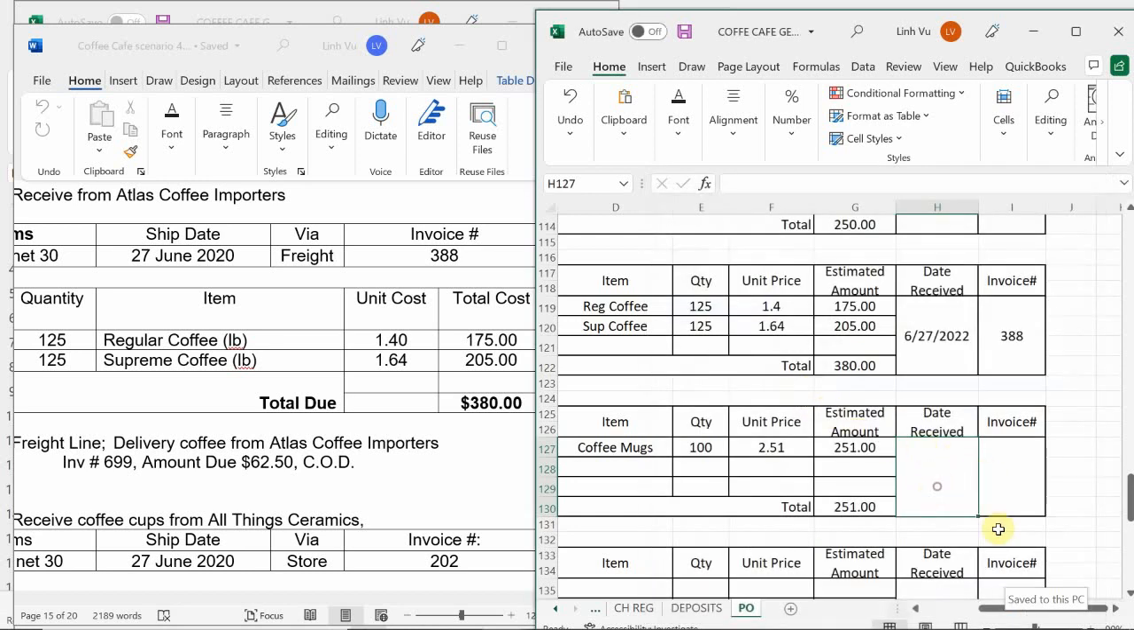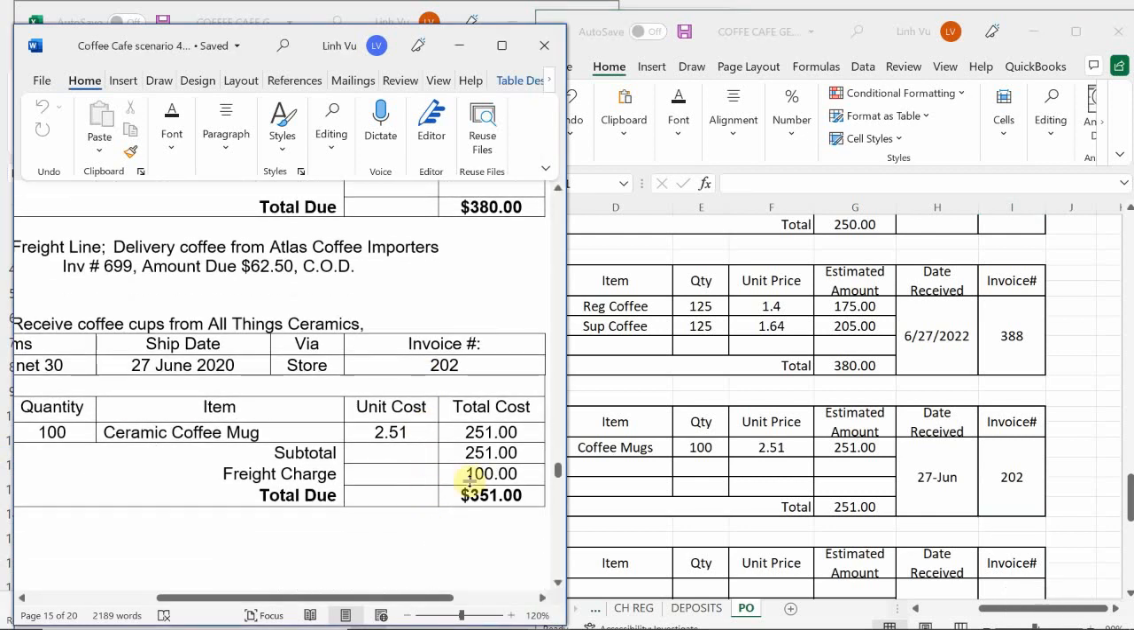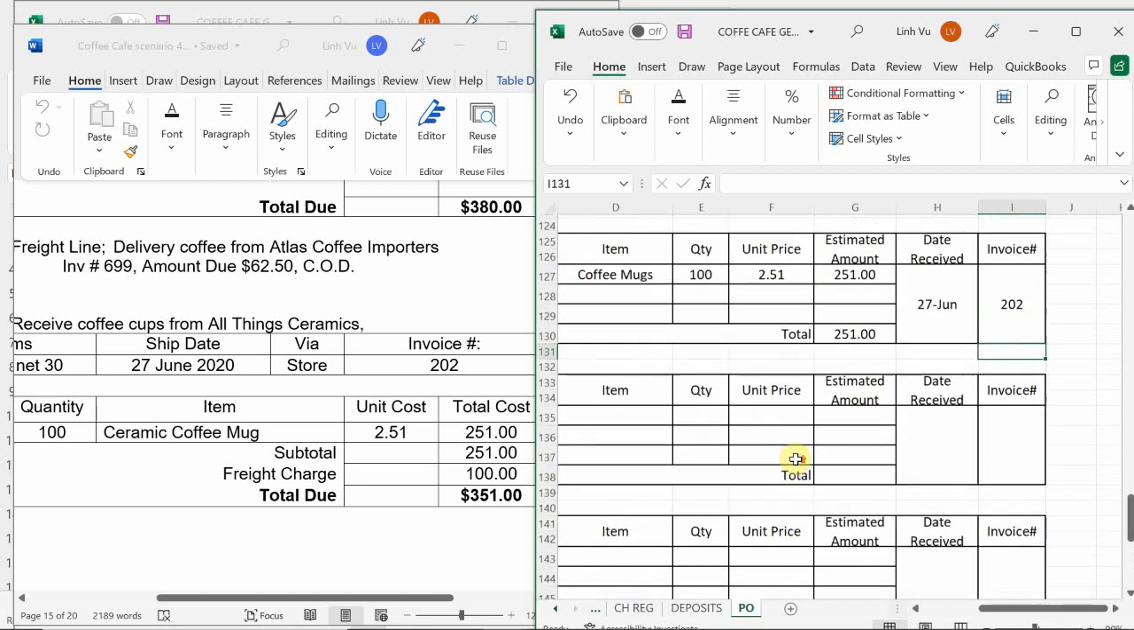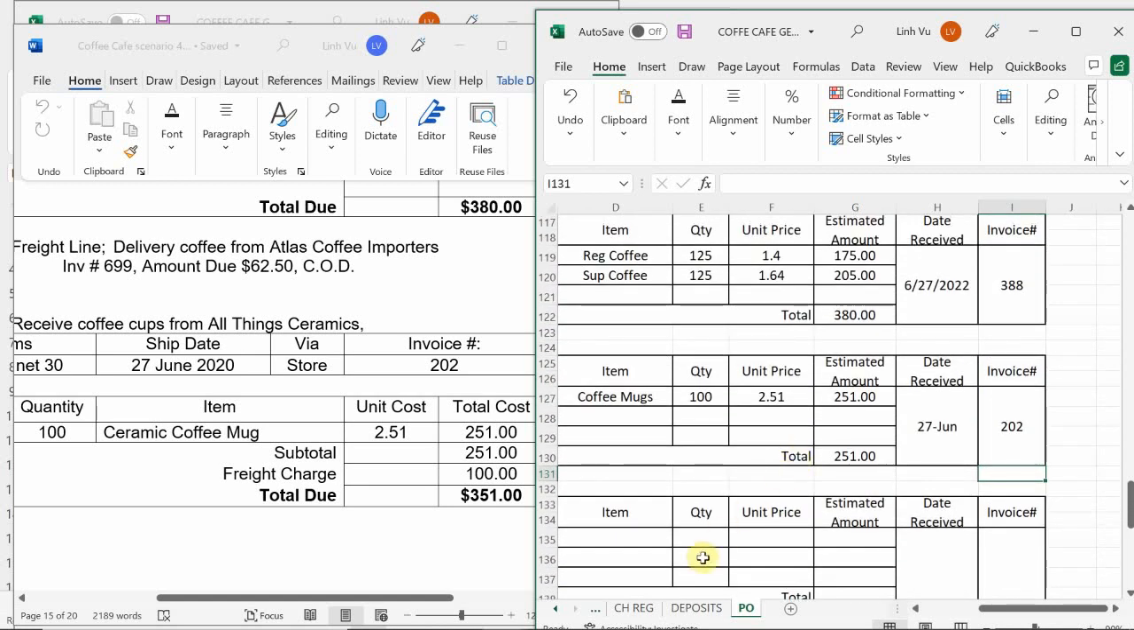Okay, so today is the 27th. And let's see, what was the invoice number for the ceramic coffee mugs? It is invoice number 202. Okay, so yes, we received our invoice for the $251, here for the ceramic coffee mugs. So in this case, we don't have any more purchase orders from here on out. Okay, we received everything that we ordered.